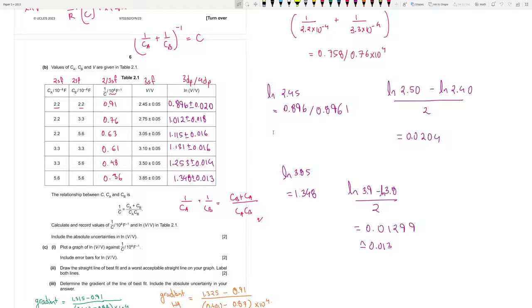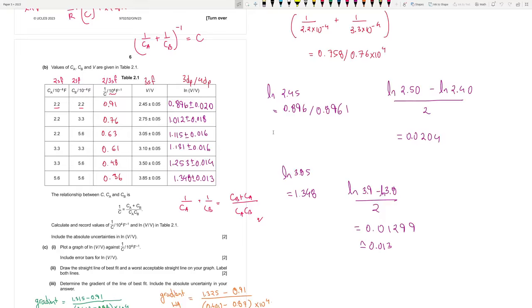So what about the uncertainty though? It's log or ln, depends on the question. It's ln upper bound minus ln lower bound. For example, here we have ln upper bound, which is 2.45 plus 0.05, 2.50, minus ln lower bound, which is 2.45 minus 0.05, which is ln 2.40. So ln 2.5 minus ln 2.4 divided by 2, which is 0.0204. I opted for the same number of decimal places, so I kept it as 0.020. If you wrote 0.8961, it would be better to keep it as 0.0204.